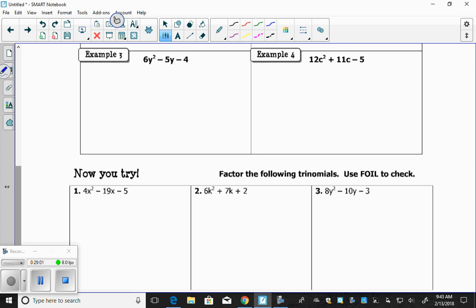Here's the problem. What does step 1 say to do? I am not using those steps. Oh, let me see. I am using the steps. Multiply A and C. I am using the steps that I showed you on the first paper. Multiply A times C. So what is 12 times negative 5? Negative 60.